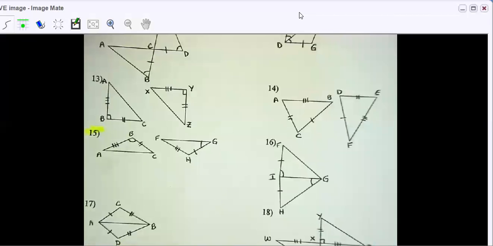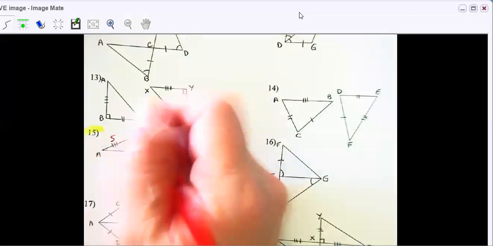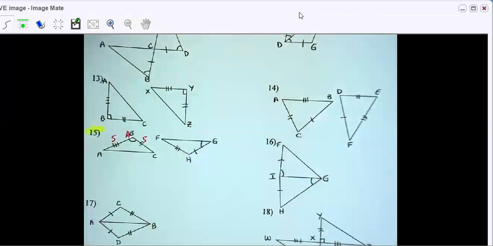It's okay to sketch these. I suppose you could name the triangle from the picture on your computer, but at least draw the triangles, okay? So let's label what we have. We have an S, we have an A, and we have an S. Okay, well, I have a reason for that.